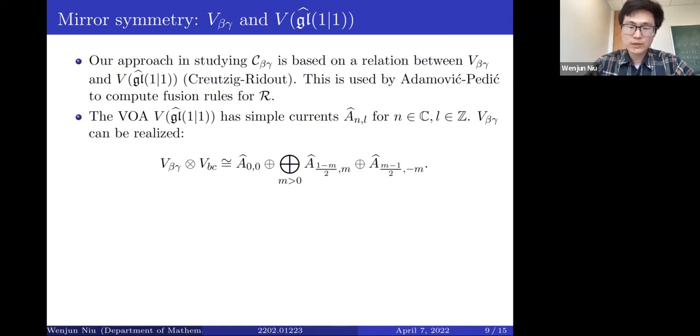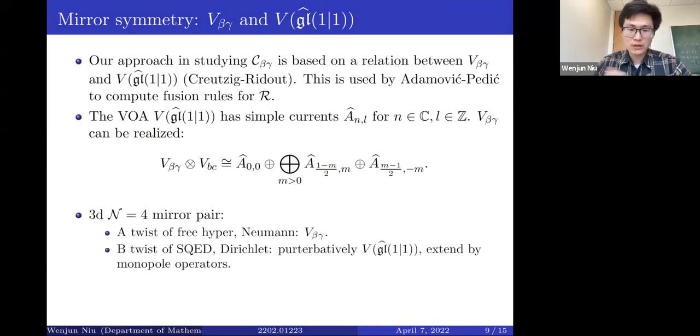And we like to understand this relation as a mirror symmetry relation. Recall that we have this mirror pair. So on the A side, I can choose a Neumann boundary condition, as I was saying. On the boundary, there is a vertex algebra, and it's exactly the beta gamma VOA. And on the B side, we choose the dual boundary condition. It's the Dirichlet boundary condition, and perturbatively it's GL(1|1).